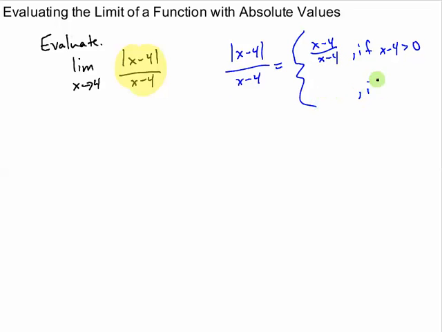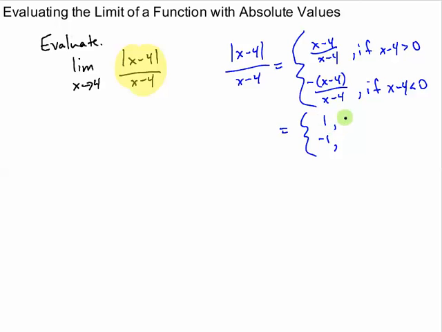Okay? If the x minus 4 is negative or less than 0, then the top of this will end up being the opposite of what's inside. So I'd have negative times x minus 4. And again, the bottom doesn't change because it's literally just x minus 4. So if I simplify this now, x minus 4 divided by x minus 4 is 1. Negative x minus 4 divided by x minus 4 is negative 1.